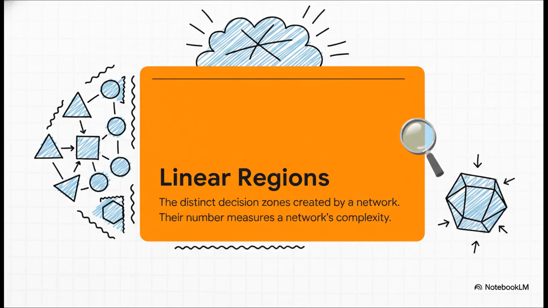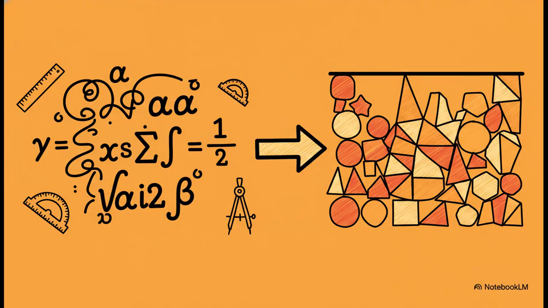And the total number of these regions isn't just some random number, it's a direct measurement of how complex a network can be, its representational power. More regions means a more powerful, more expressive network. And this is the huge breakthrough from that first paper. They didn't just estimate or guess. They actually derived what's called a sharp upper bound. It's a precise mathematical formula that tells you the absolute maximum number of decision regions a specific maxout network could ever possibly create.